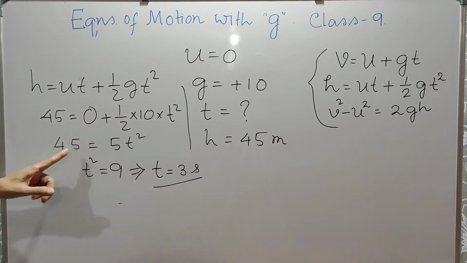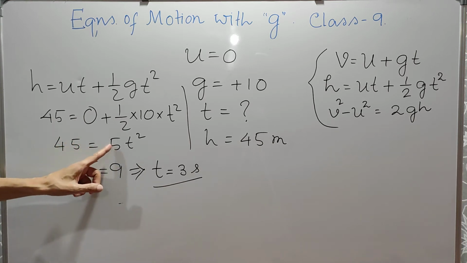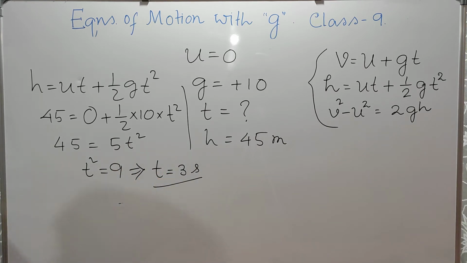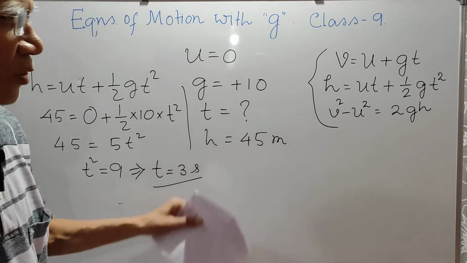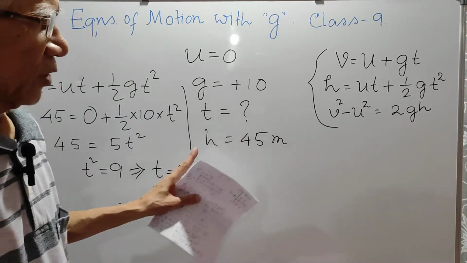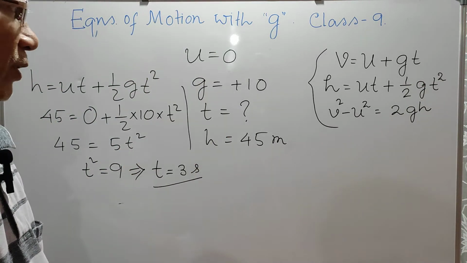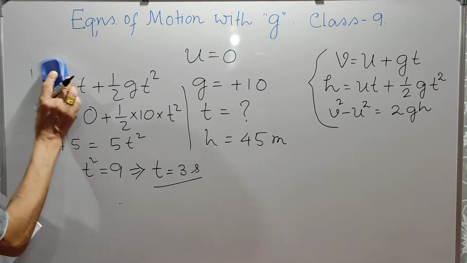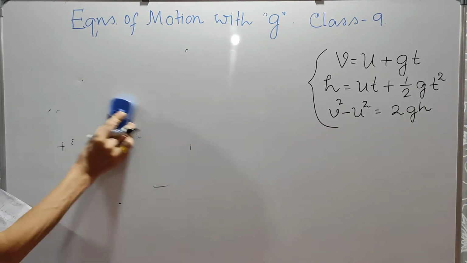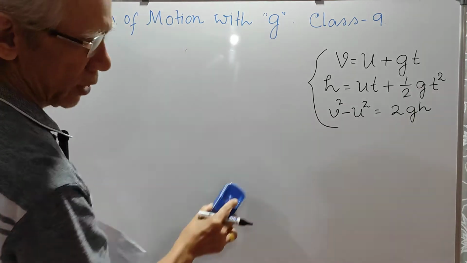So put the value, calculate: 5t square equals 45. So t square will be 45 by 5, 9. So t equal to root 9, that is 3 seconds. So this is the answer. I think you have got the idea. You have learned the method of how to do it. So next I am going to discuss bodies thrown upward, moving upward. Again a few numerical problems to see how these equations can be used.